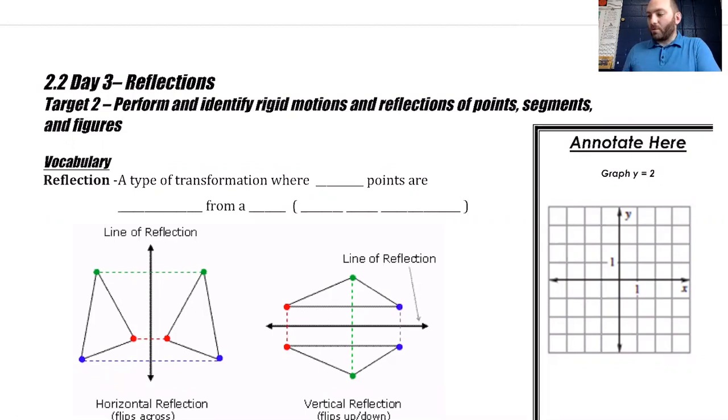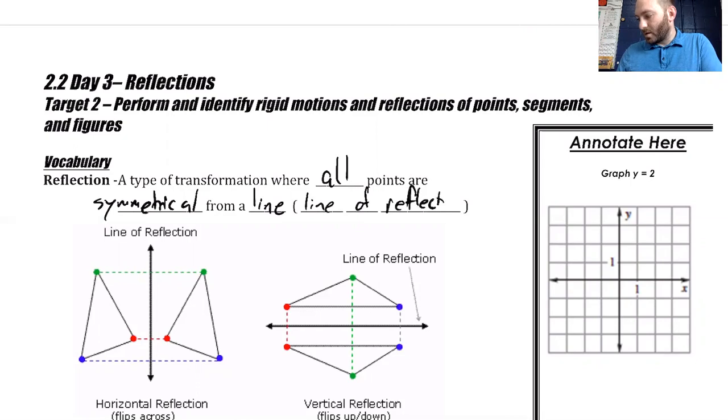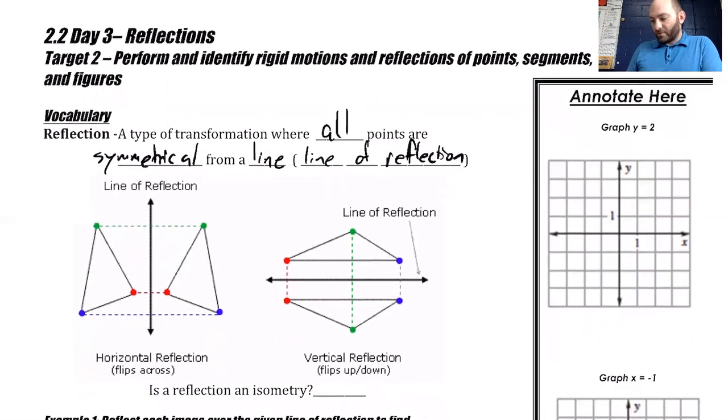Okay, so a reflection, let's define that real quick. It's a type of transformation where all points are, I don't want to say reflected because I'm just using the same word again, so I'm going to say symmetrical. All points are symmetrical from a line. That line is called the line of reflection. And we can make that line a variety of different things. So we're going to start with just talking about things like a horizontal and a vertical reflection.